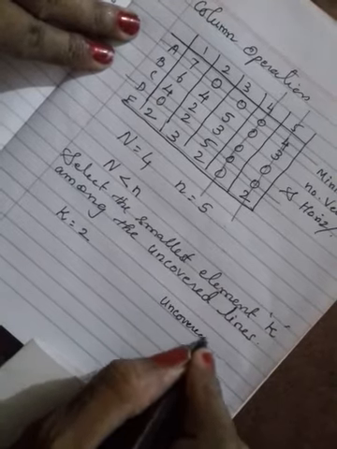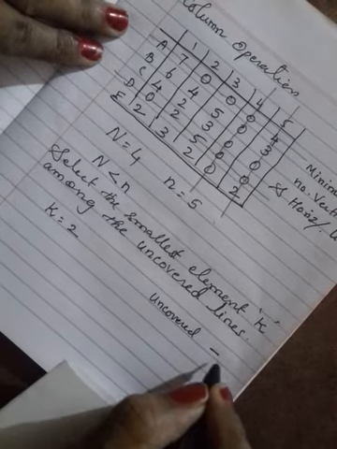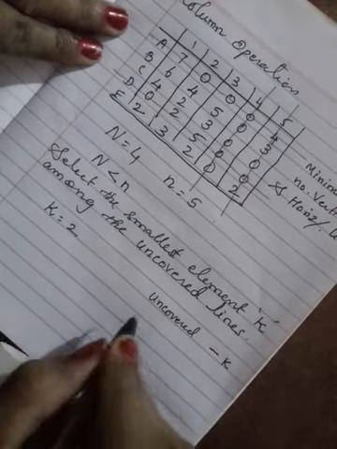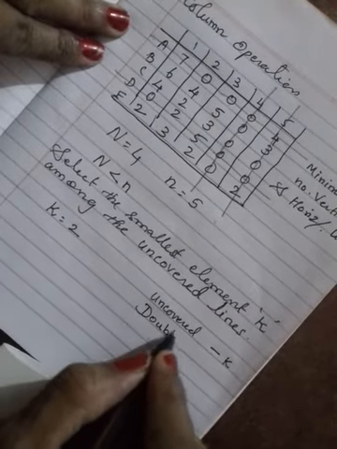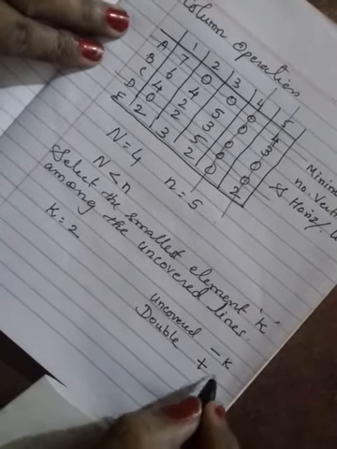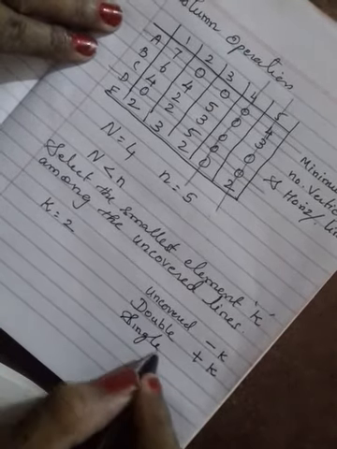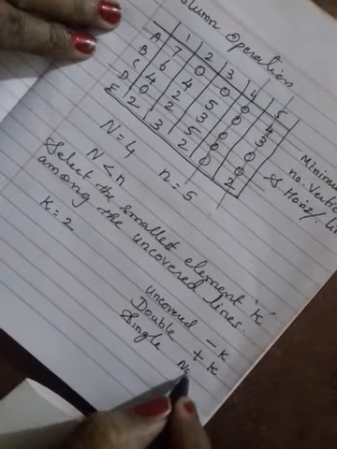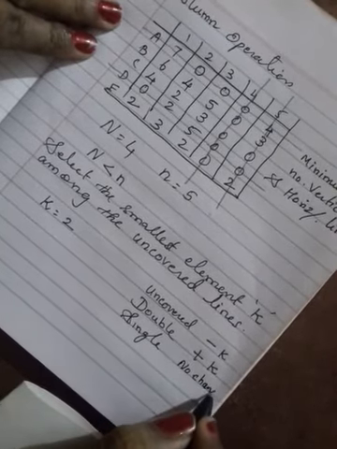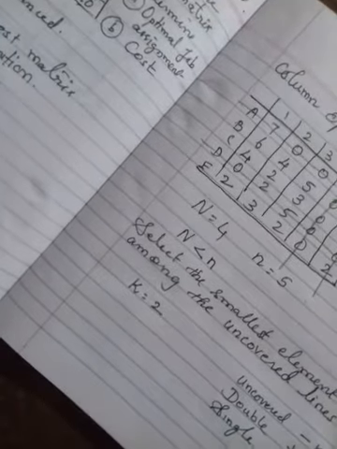Writing the rule here: uncovered cells, you have to subtract the K value. Double line means intersect, you have to add K. Then single line, you should not change anything, no change. You have to keep the same data. So now I am going to write down this table by adding this 2 and subtracting this 2.